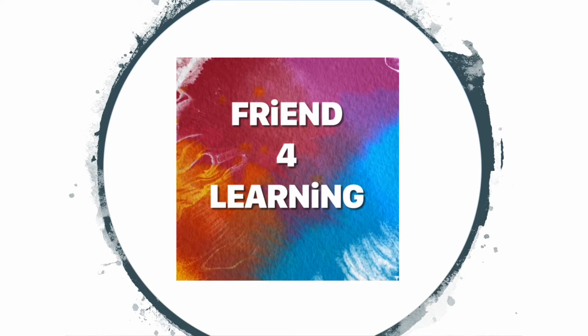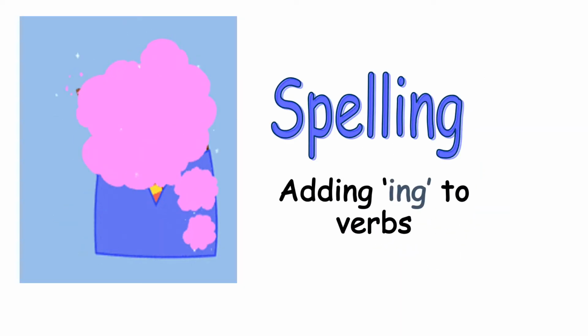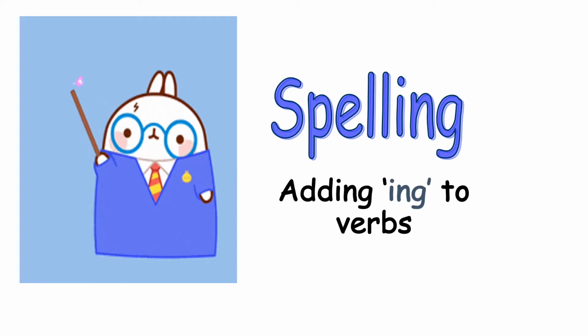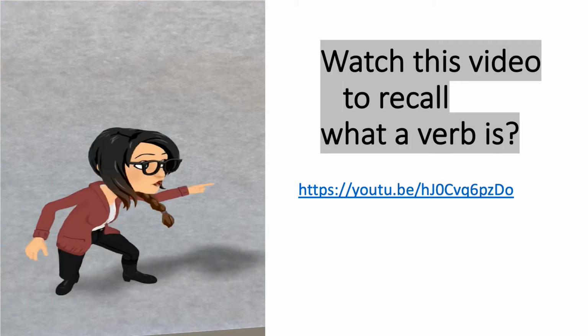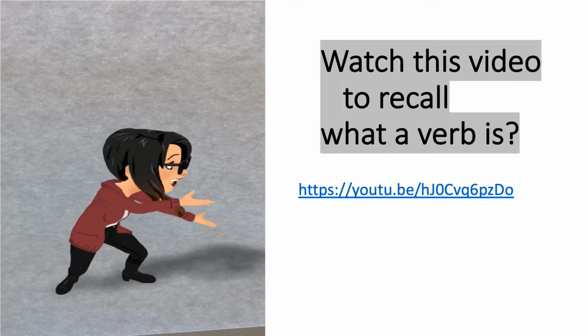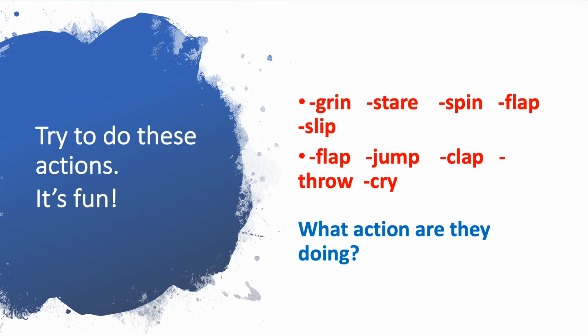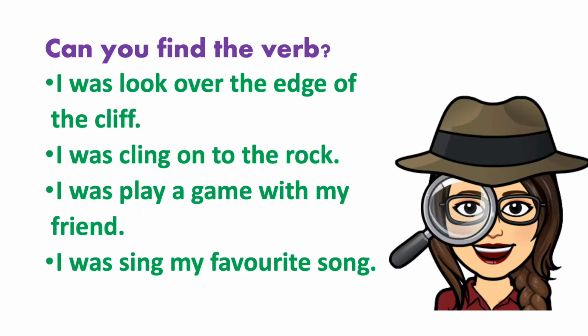Today our topic is about adding ing to the verbs. Let's get started. First, watch this video to familiarize yourself with what verbs are and then you can proceed ahead. Try to do these actions. It's fun. Grin, stare, spin, flap, slip, jump, clap, throw, cry, and so on. What action are they doing?